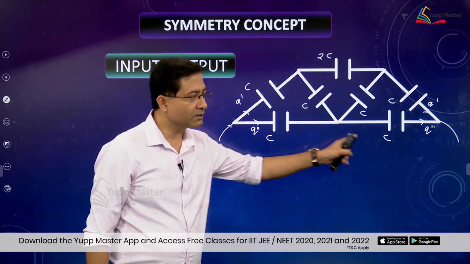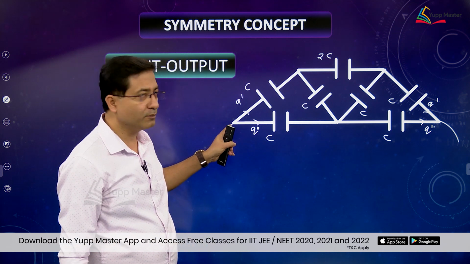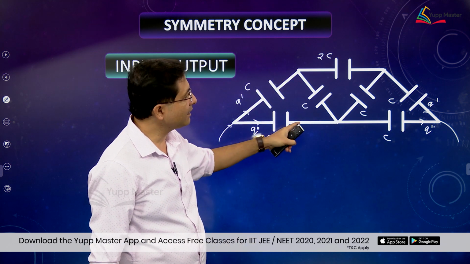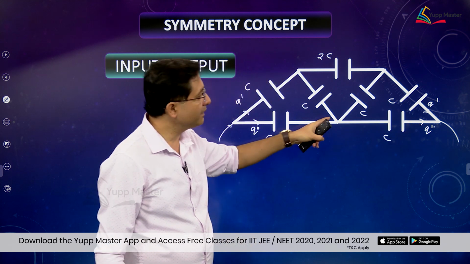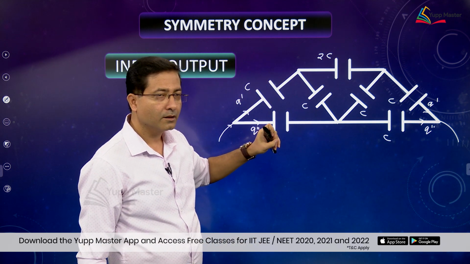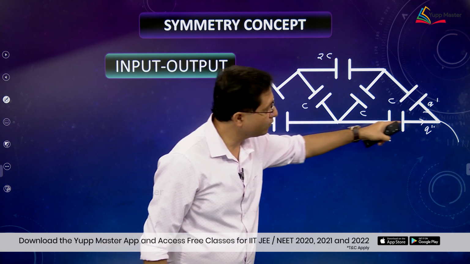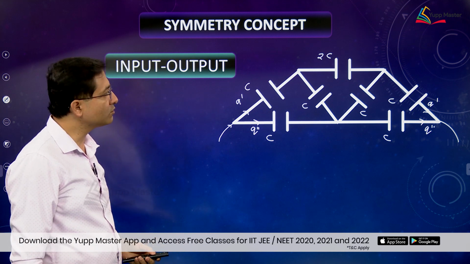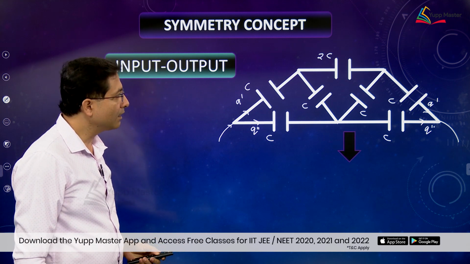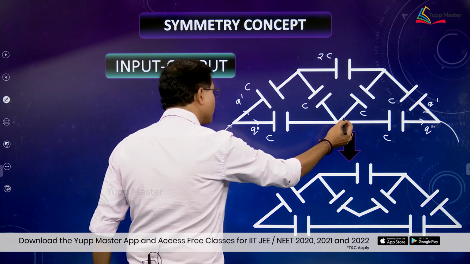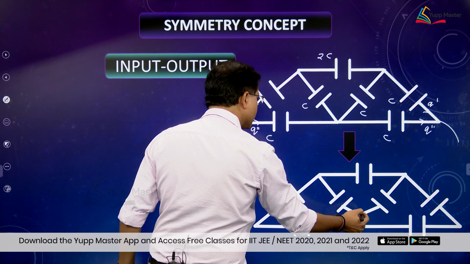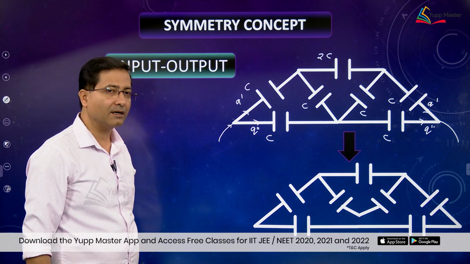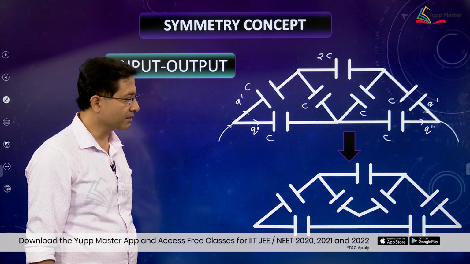As you can see, from input to output there exists only one junction. If this charge has to be the same as this charge, there should not be any division at the junction, right? So this charge will directly flow through this branch and there is no distribution at the junction. If there is no distribution at the junction, I can open this junction. After opening this junction, I will get this circuit, and now you can see that there are series and parallel combinations and you can easily reduce the circuit, right?